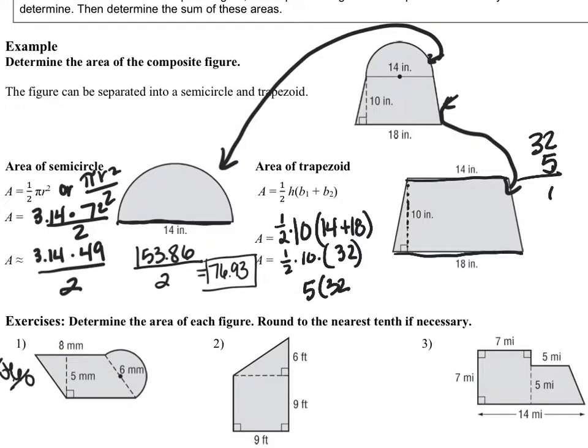2 times 5 is 10. 5 times 3 is 15, plus 1 is 16. So I got 160 right there. My trapezoid is 160. This piece is 160. This is 76.93. And then I add them together, and that's going to give me my total for the figure.